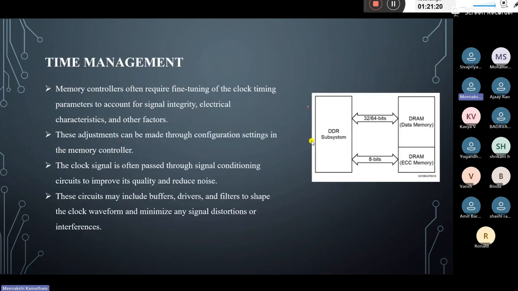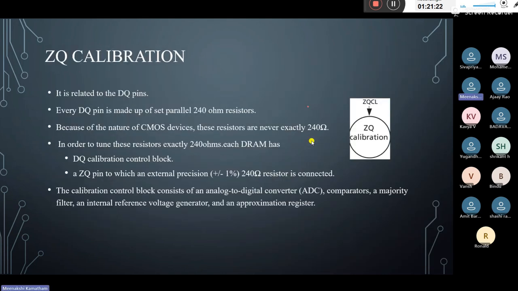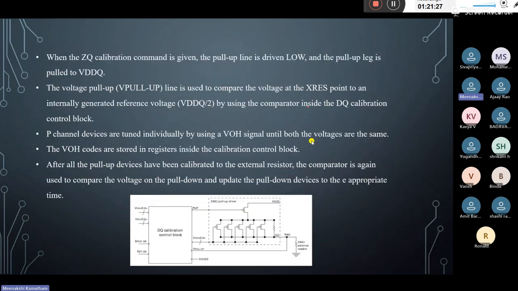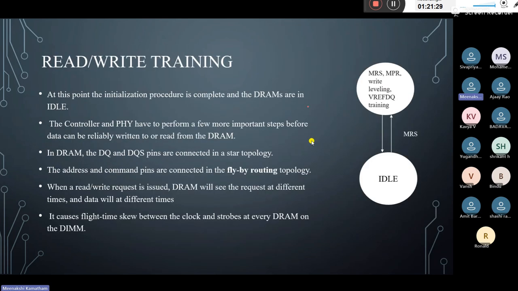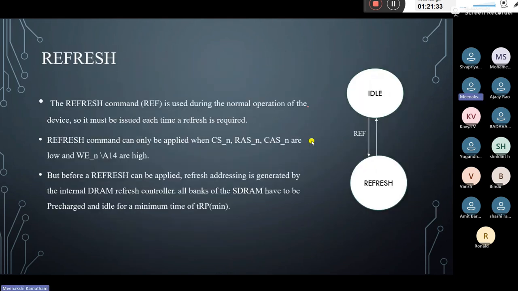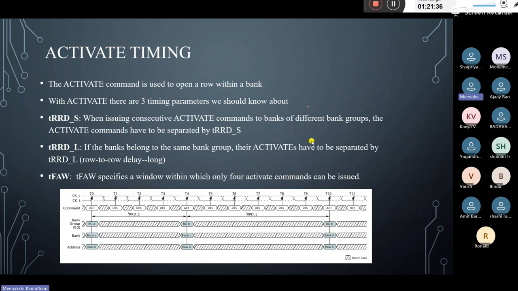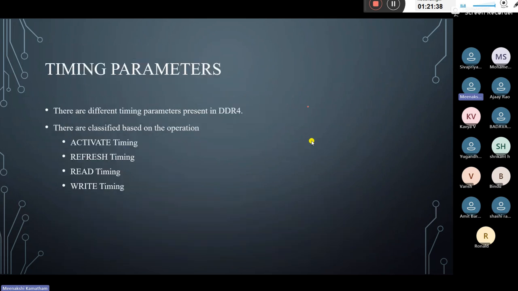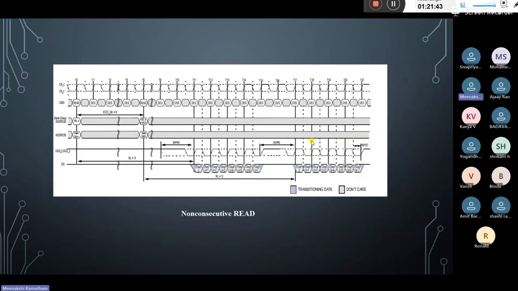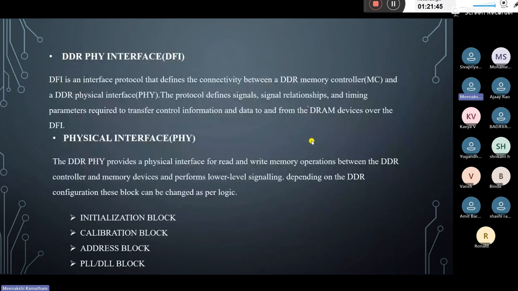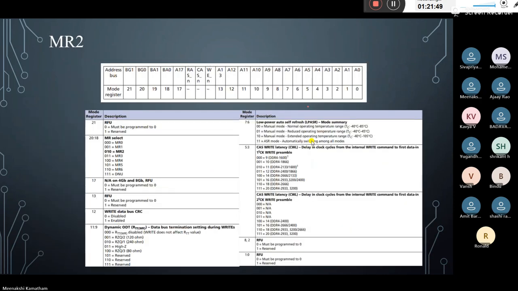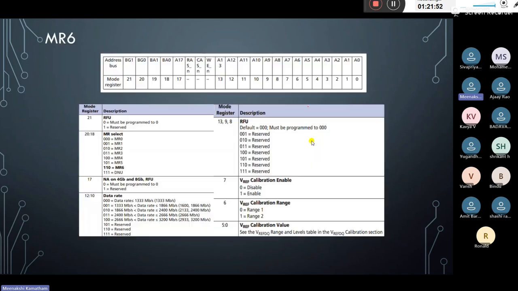And the major concepts I need to cover are many things: power up initialization, these ZQ calibrations, the write training, retraining, these commands, and the parameters. These are the main timing parameters we need to cover. Then only you'll get some clarity. These are the mode registers.